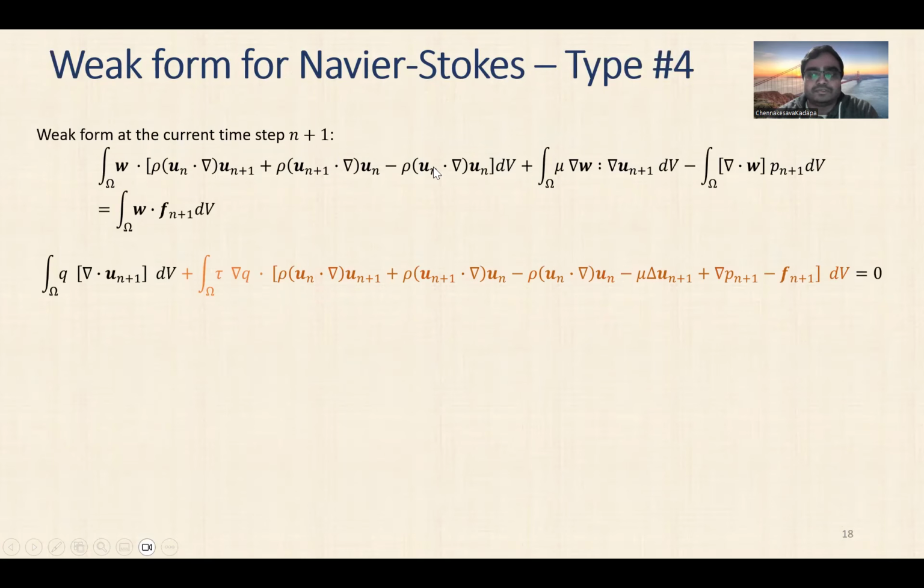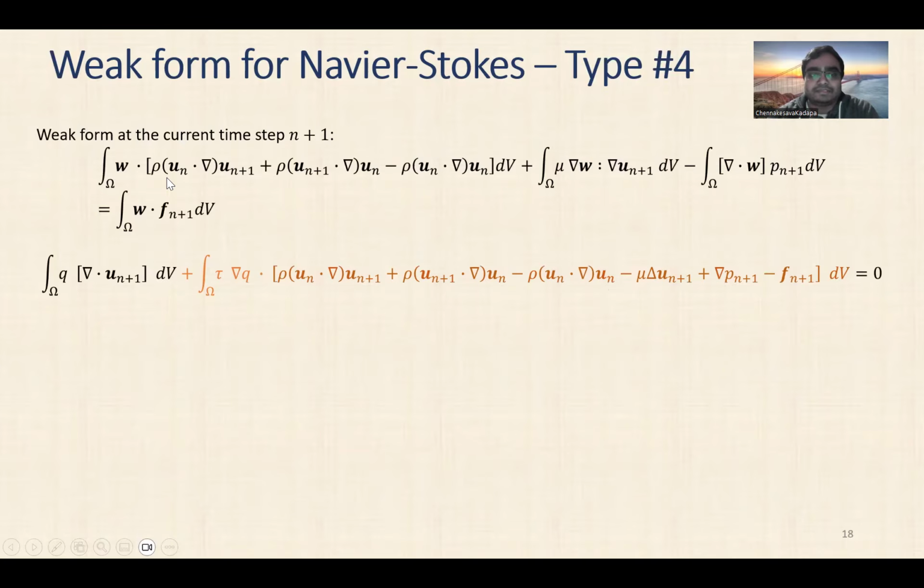Here we have three terms and one of them is a known value. Okay. So un dot del un. This is a known quantity because we know un. So we can move it to the right hand side. That means we get one extra term in fu and fp. Okay. So because of this we get one extra term in fp.